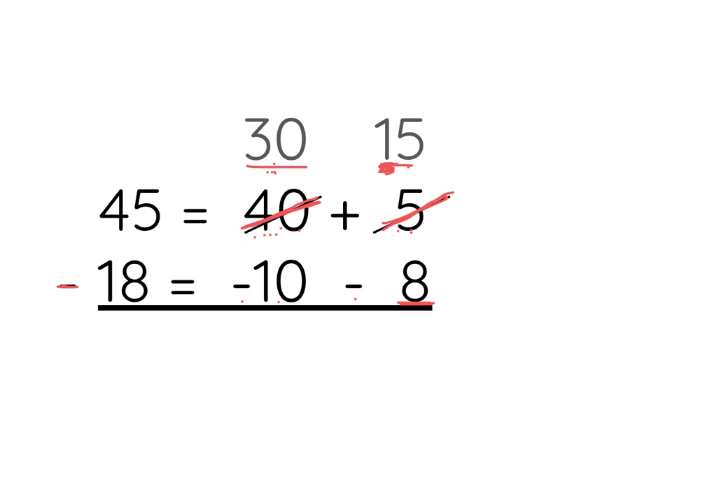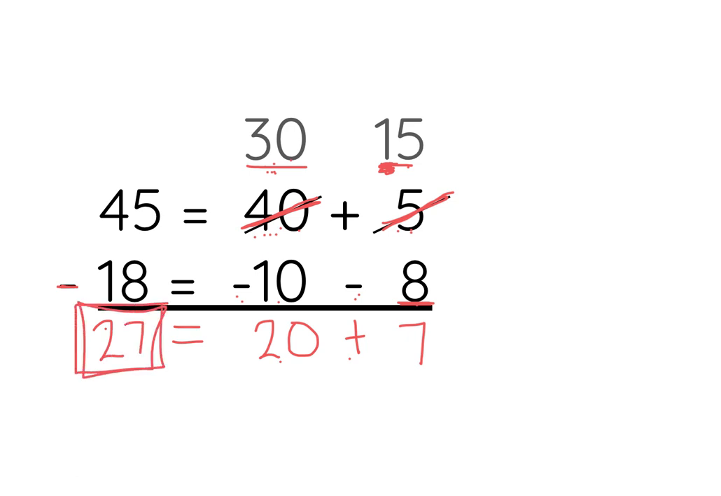Now I can subtract each column because the larger numbers are on top. So 15 minus 8 equals a positive 7, and 30 minus 10 equals a positive 20. I can now add my expanded forms together. 20 plus 7 equals 27. All right, let's try another one.